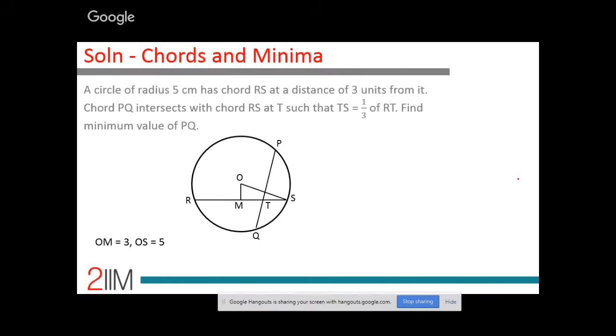RS is a distance of 3 units from the center of the circle of radius 5 centimeters. The radius OS is 5, the distance OM is 3. So MS would be 4. So we know that TS is 1/3 of RT. So what is RT? What is TS? 6 and 2. So RT is 6, TS is 2. That much we know. We need to find minimum value of PQ. How do we do this?